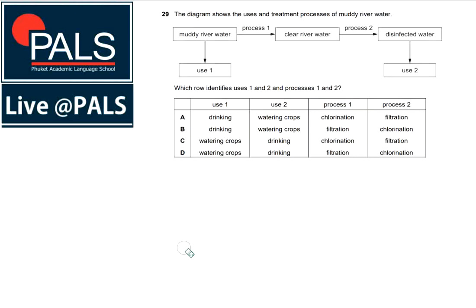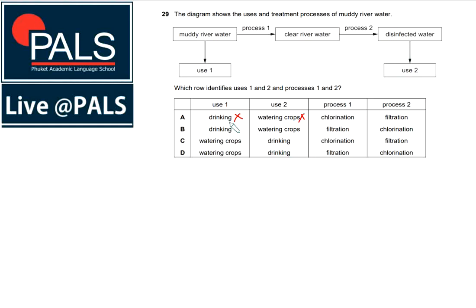The diagram shows the uses of treatment processes of muddy river water. So which row identifies uses 1 and 2 and processes 1 and 2? Let us see. For use 1, of course, we cannot use readily muddy river water. So we are not drinking that. And we cannot use disinfected water in watering plants. Of course, there is no chlorination in muddy water. And process 2 is not about just filtration.